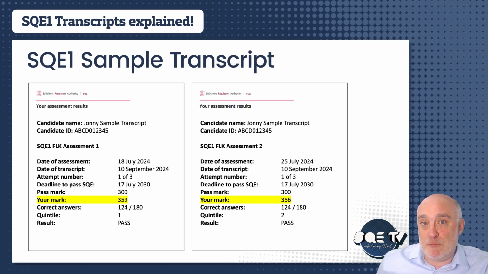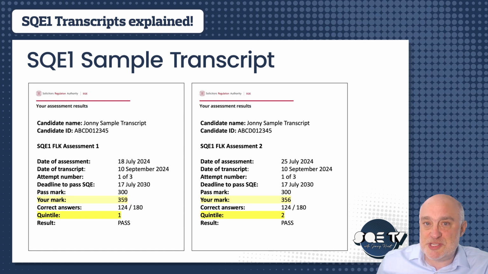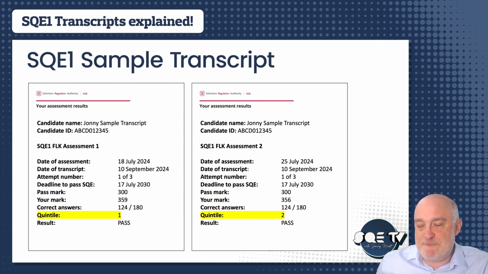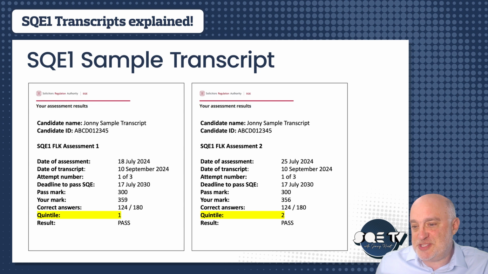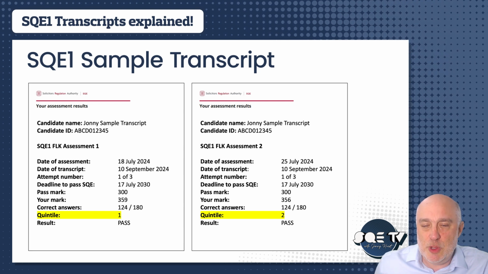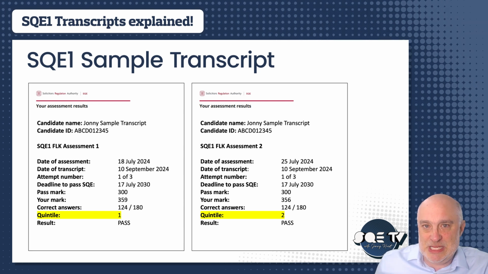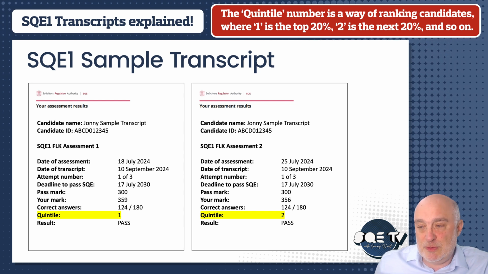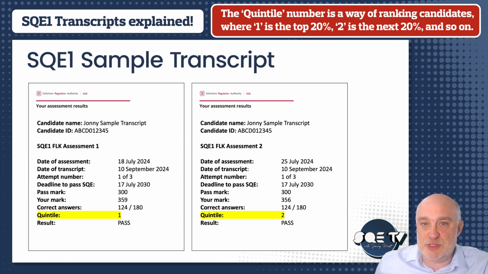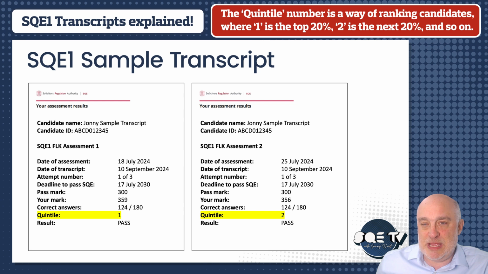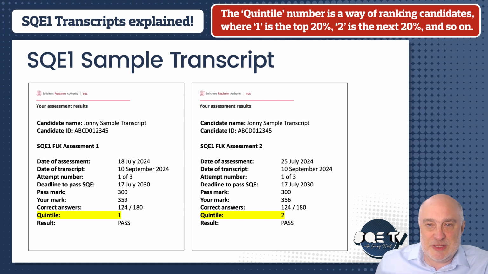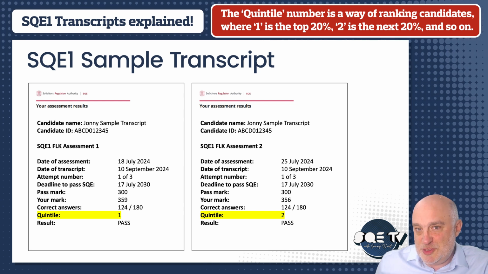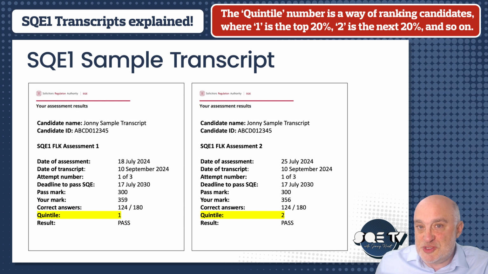The next part of the transcript deals with the quintile you are in, and this candidate was in the first quintile for FLK1 and the second quintile for paper 2. What does a quintile mean? Well, basically it means for FLK1 this candidate was in the top 20%, and on paper 2, FLK2, this candidate was in the top 40% because they are in the second quintile. Candidates who fail the assessment will almost certainly be in the fourth or fifth quintile.